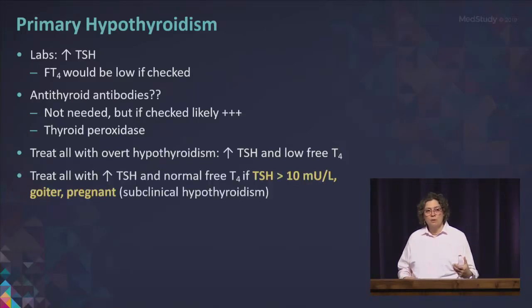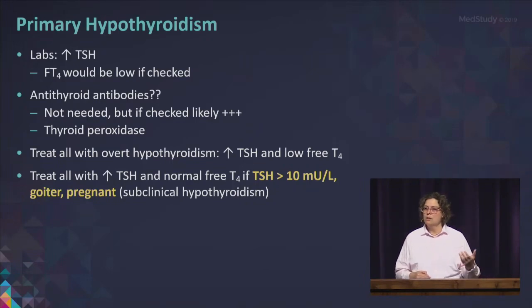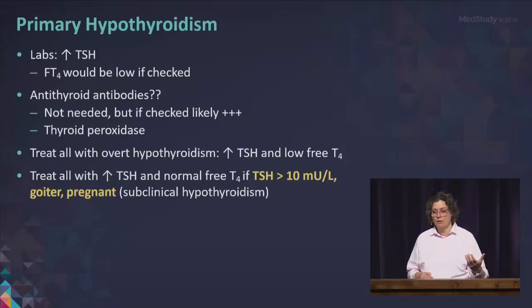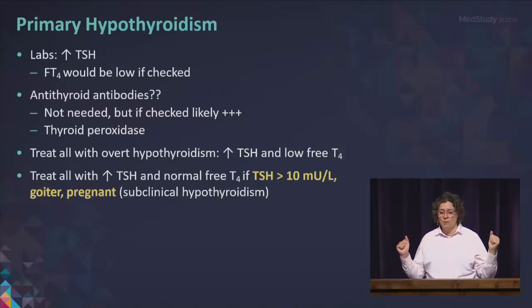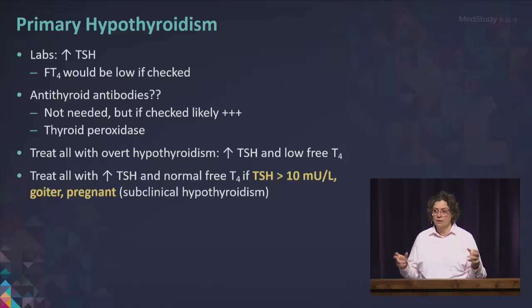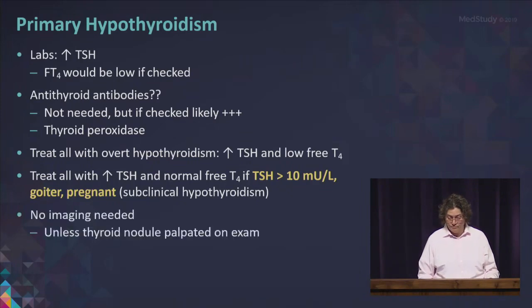We also consider treating subclinical hypothyroidism, and the definition of subclinical hypothyroidism is an elevated TSH with a normal free T4 level. The context that we would treat subclinical all the time is a TSH greater than 10, because this is where you can show that it impacts lipids. If they have a goiter, because we want to prevent further goiter growth with the hypothyroidism, and if they're pregnant or trying to get pregnant, because the name of the game in pregnancy is a TSH less than 2.5. Other than that, it becomes a gray area and a discussion and not a board question.